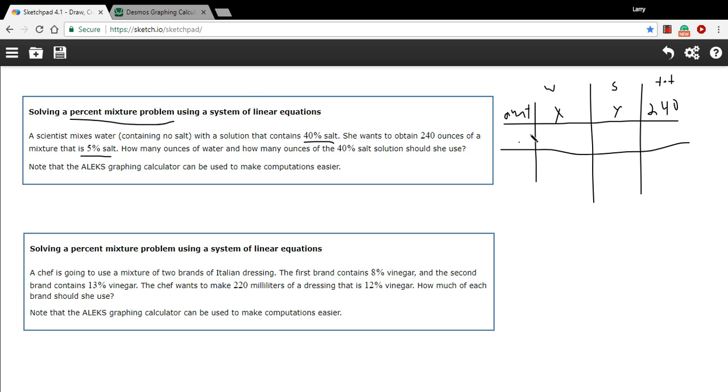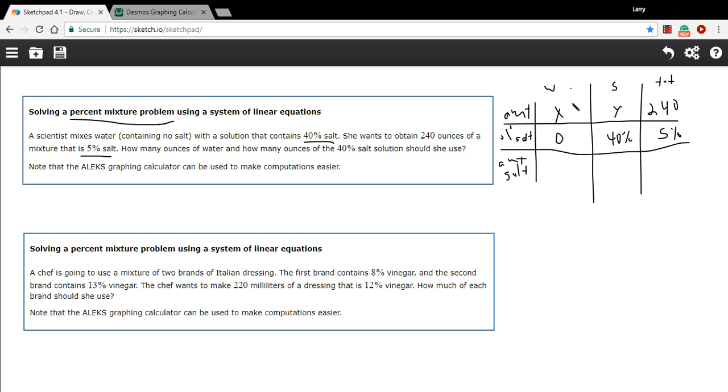Let's look at the concentrations, so the percent of salt. The first one is water. Well, that's 0% salt, so that's pretty easy. The other one, they're giving it to us, 40% salt. And at the end, we want a 5% salt solution. Okay, so those are our percents. The other thing we're going to put on our chart here is actually the amount of salt. And I'll show you why in a minute.